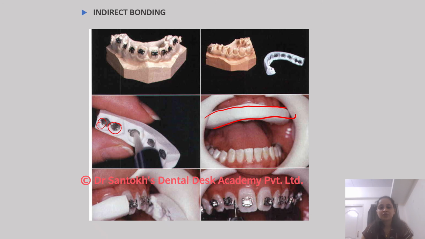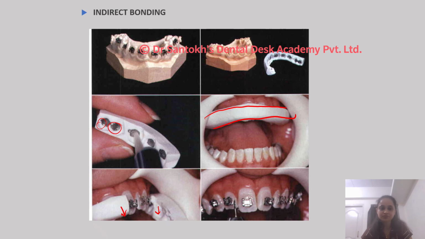After curing, you will remove the trays in sections. So the brackets get transferred onto the dentition. Okay, so this is indirect bonding. Don't go into detail regarding this. Just remember there are two types of bonding, that is direct and indirect bonding. In direct bonding, you are bonding the brackets directly onto the patient's dentition, while in indirect bonding, you are bonding the brackets onto the cast first.